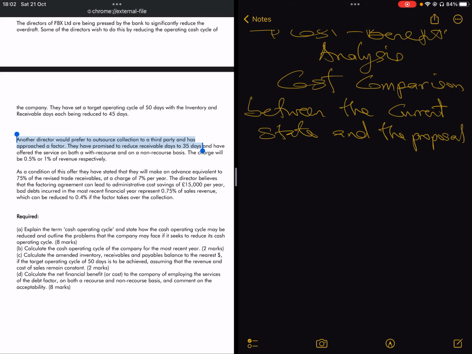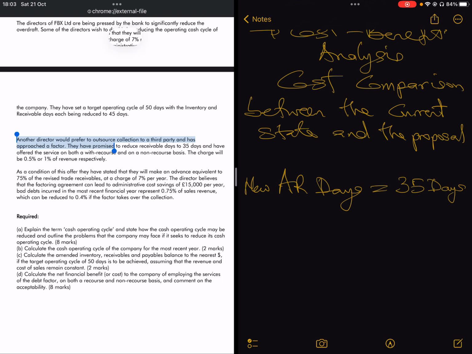Initially, they wanted to use a 45 days target to reduce the cash operating cycle. But now they're saying, no, we are not going the route of cash operating cycle. Let's get a factor. So a factor has said the new account receivable days will now be 35 days if you give me the job.